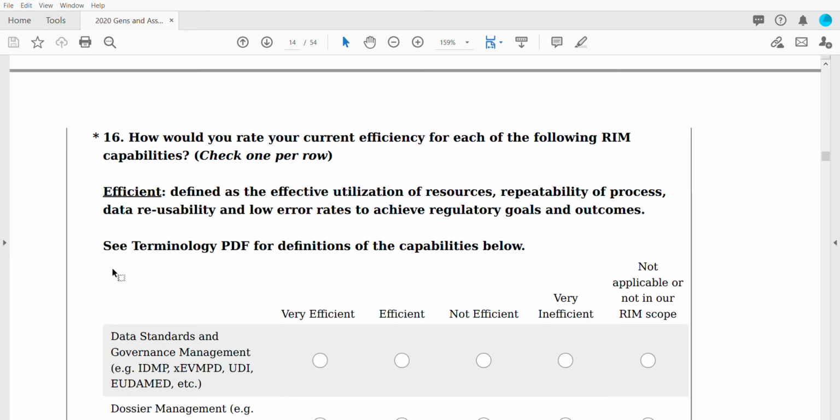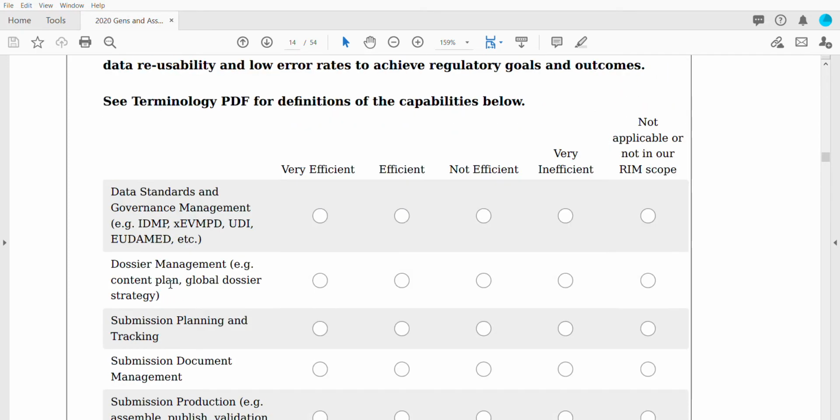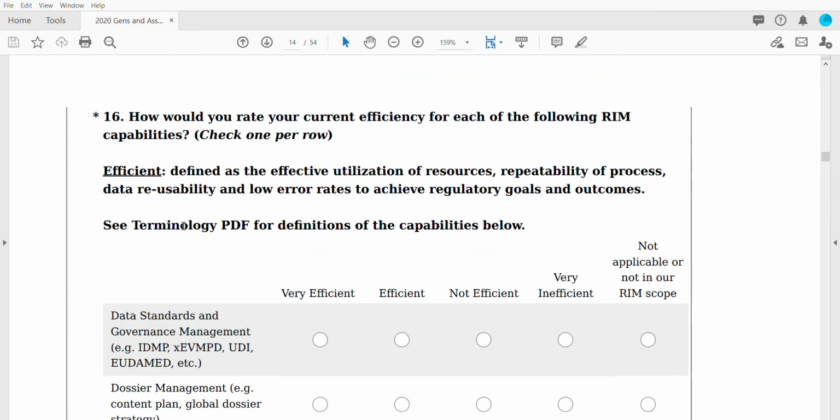The other thing, as far as the terminology with some of these RIM capabilities, some of them are pretty straightforward and standard. Others you might not be sure of. What do they mean by dossier management? What do they mean by submission production? And that's where the terminology PDF is very important. It lists out all those terms.